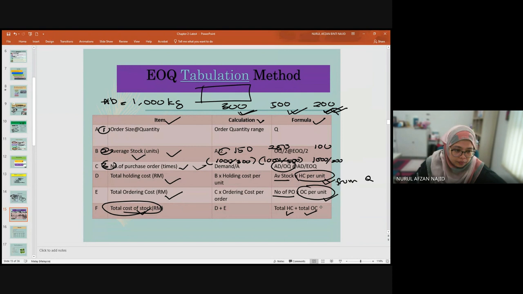If let's say you buat ni 300, 500, 200, you akan dapat 300, cost dia adalah 100.5. Contoh contoh ni madam buat contoh. 500, cost dia adalah 200. 200, cost dia adalah 200.5. So daripada sini you boleh tentukan which one the EOQ. Mana satu EOQ dia? Anyone? Kalau tak ada siapa volunteer, madam panggil nama. Which one the EOQ? Nurin? Tengku Nurin? Nurin, are you there?